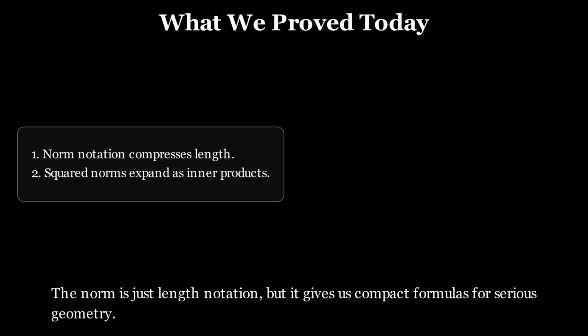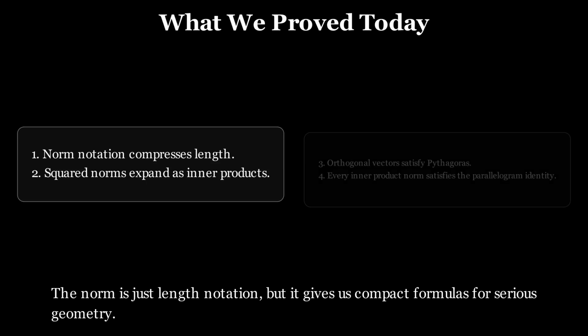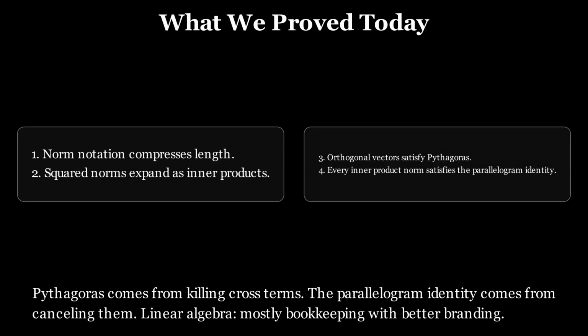The norm is just length notation, but it gives us compact formulas for serious geometry. Pythagoras comes from killing cross terms. The parallelogram identity comes from cancelling them. Linear algebra. Mostly bookkeeping with better branding.